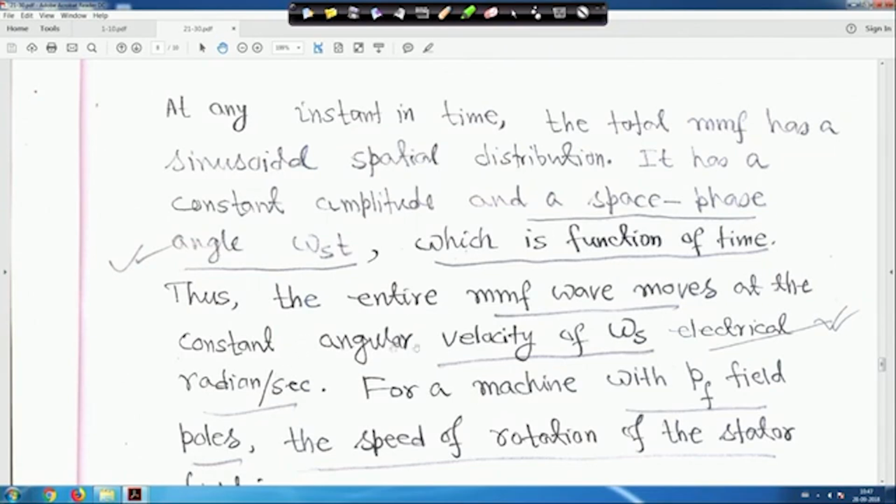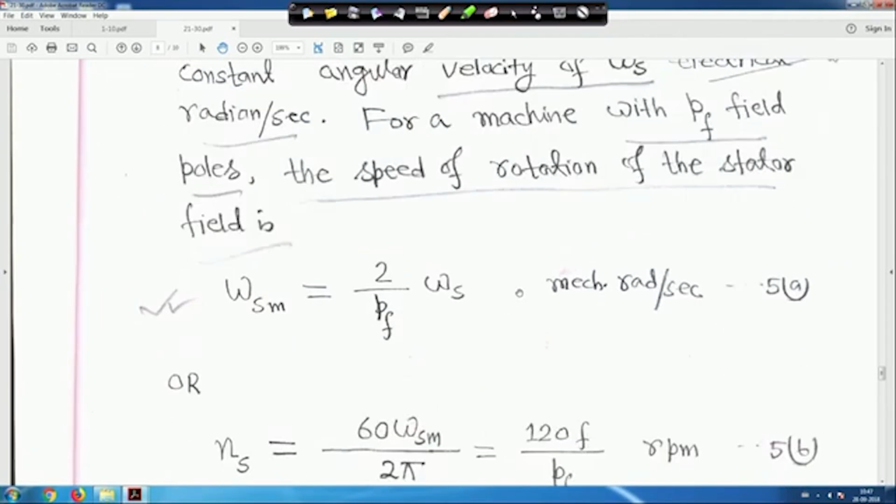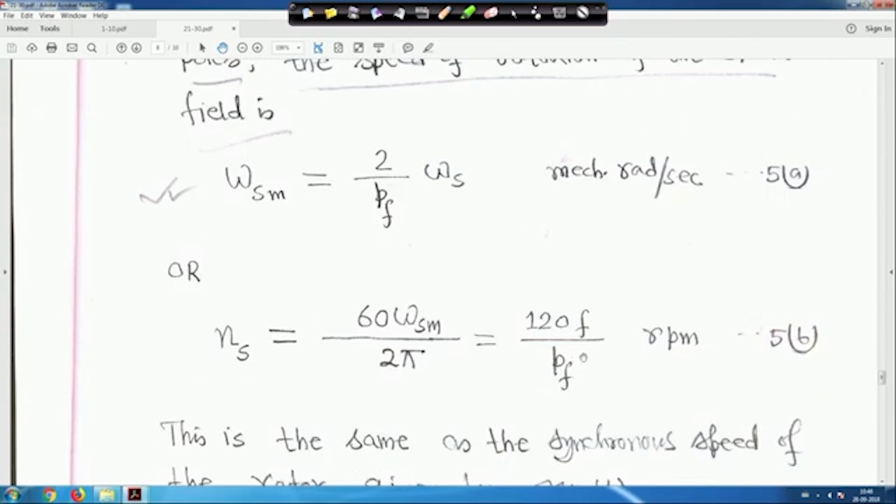And for a machine with Pf field poles, the speed of rotation of the stator field, omega Sm, will be 2 by Pf times omega s, in mechanical radian per second. This you know also from your synchronous machine studies. Or you can write Ns equal to 120 f by Pf, or 60 omega Sm upon 2 pi, in revolutions per minute. This is equation 5a, and this I have marked as equation 5b.